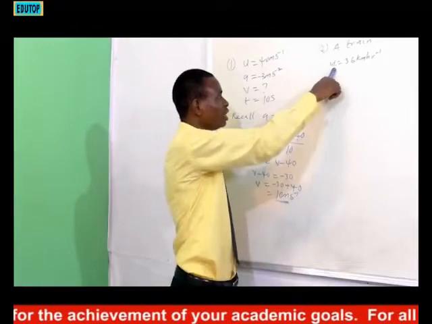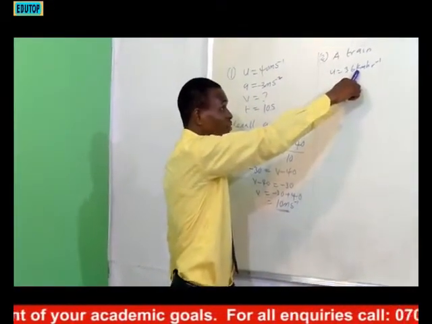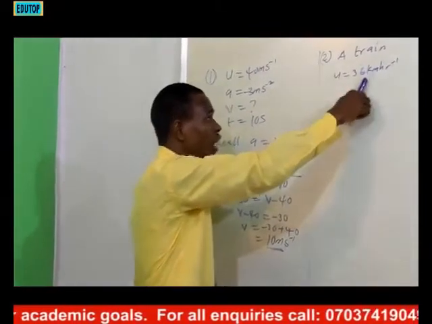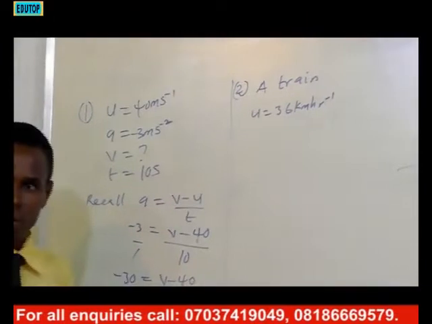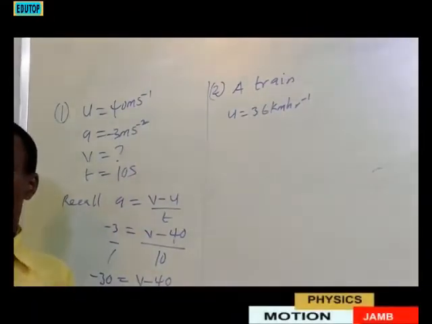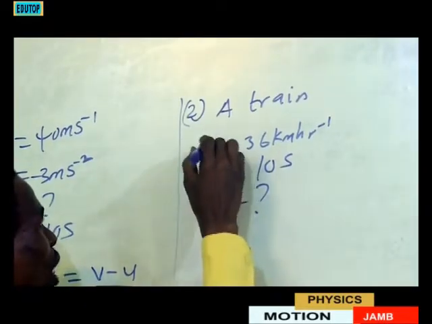Now we are given the velocity to be kilometer per hour, which we cannot use like this. We have to convert this one back to meter per second. Let's see the question. A train moves with a uniform velocity of 36 km per hour for 10 seconds. See? 10 seconds. Calculate the distance traveled. Let me change this one to V.